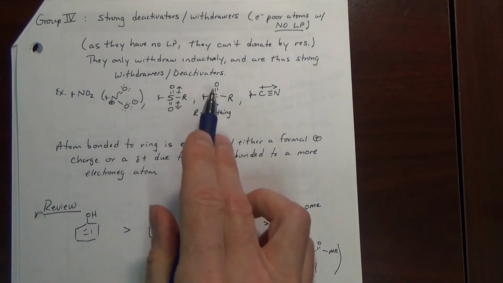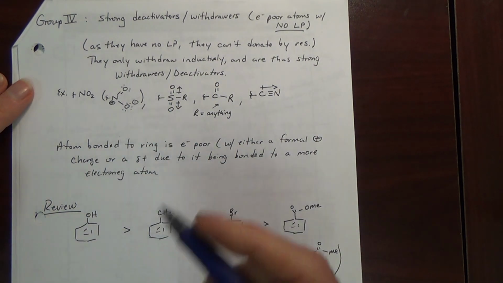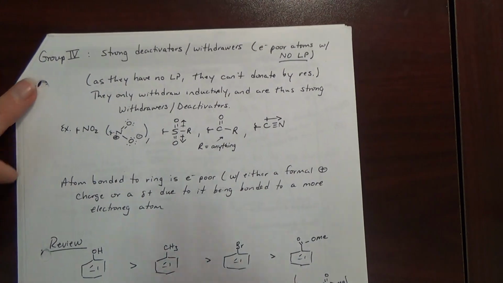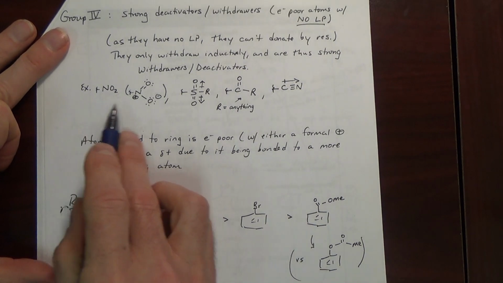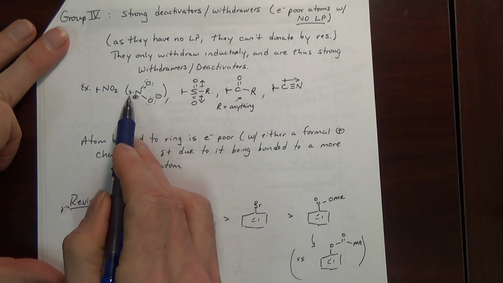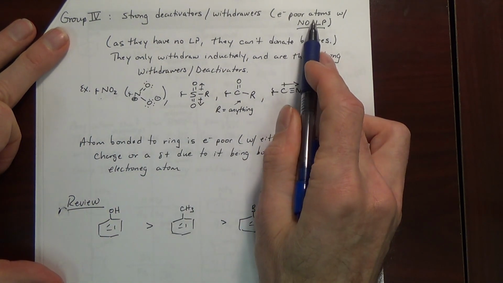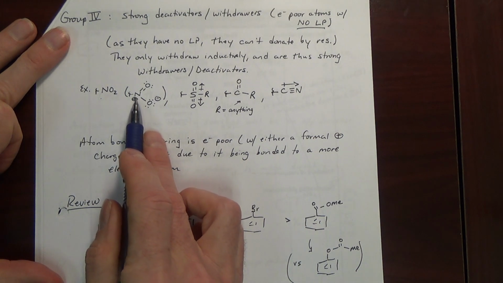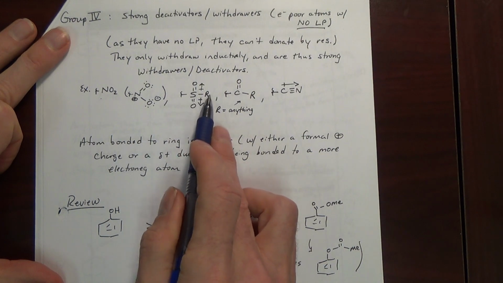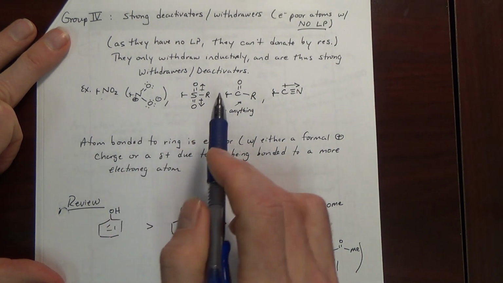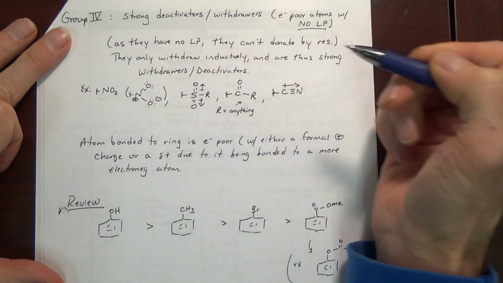Now they can also actually withdraw by resonance. And that's not really discussed here. But they cannot donate in any way, and thus they are considered strong withdrawers and thus strong deactivators. Examples here include your nitro group. Okay? If this was bonded to a ring, this nitrogen having a positive charge would be electron poor, and it also does not have a lone pair. Sulfones or sulfonic acids or sulfonamides also fall here because the sulfur is electron poor, having these two oxygens bonded to it. It also has no lone pair.